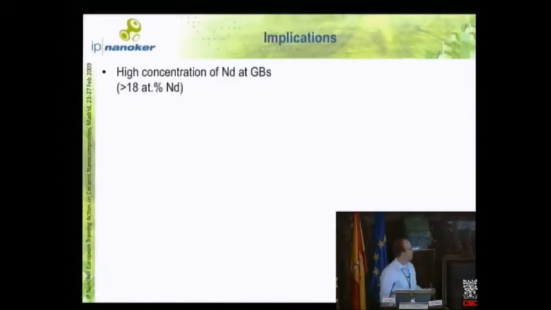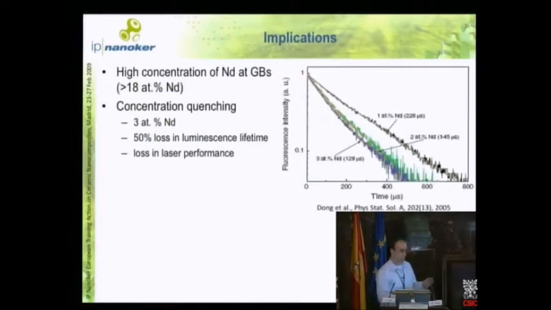What are the implications of this? In this grain boundary region, we have a very, very high fraction of neodymium ions, which are substituted for the yttrium ions. This is higher than 18 atomic percent. 18 atomic percent is really the lowest figure. It's not the mean value, it's the minimum.